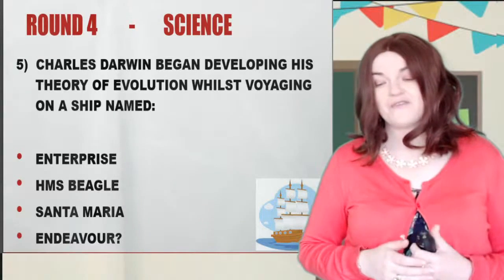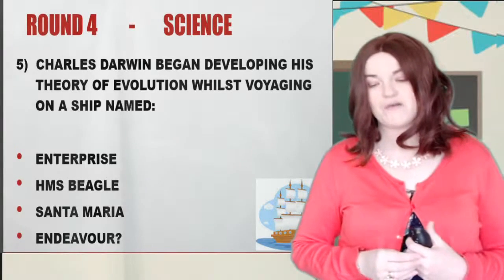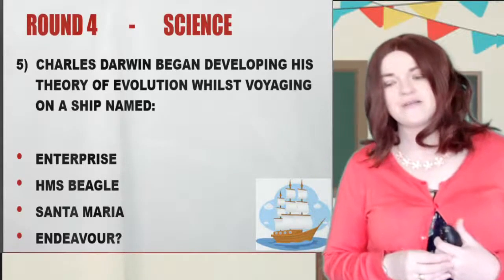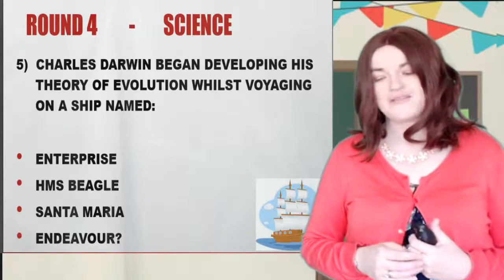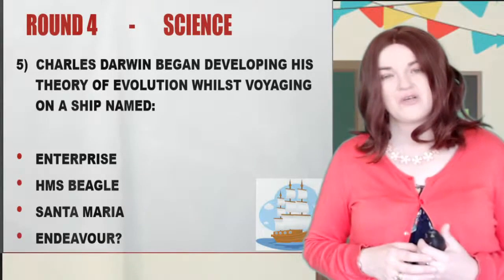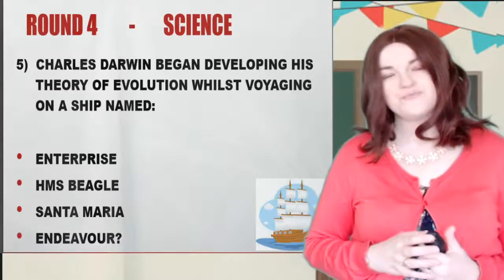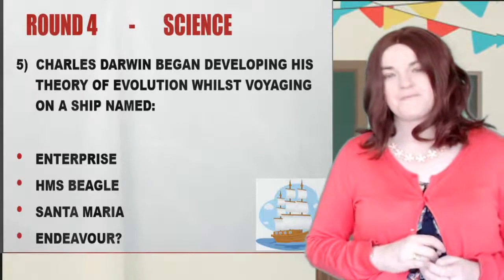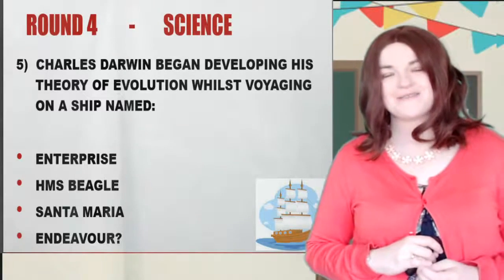Number 5. Charles Darwin began developing his theory of evolution whilst voyaging on a ship named Enterprise, HMS Beagle, Santa Maria, or Endeavour. Which one is it, do you think? Give it a guess.